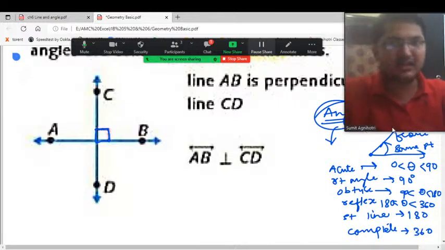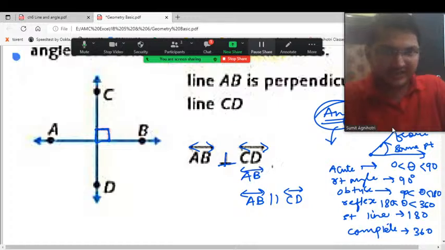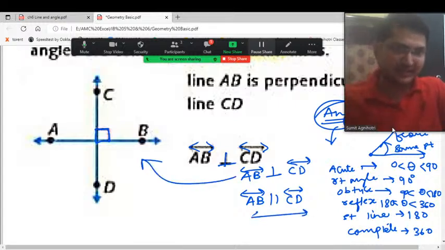Here you can observe line AB and line CD are perpendicular. This is the symbol to represent perpendicular. Earlier we represented the parallel symbol, and the parallel symbol looks like this, and the perpendicular symbol, remember, looks like this. Here lines are perpendicular, and if they are parallel they will look like this. We can name them A, B, C, D, and if they look like this, we call them parallel lines.